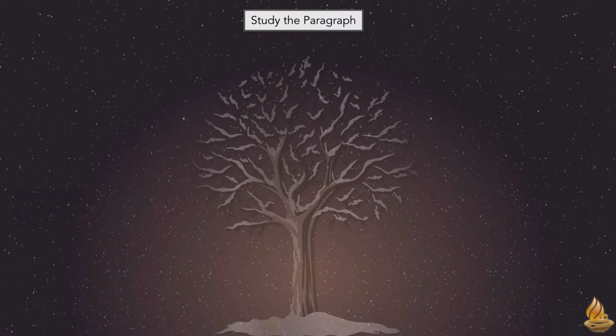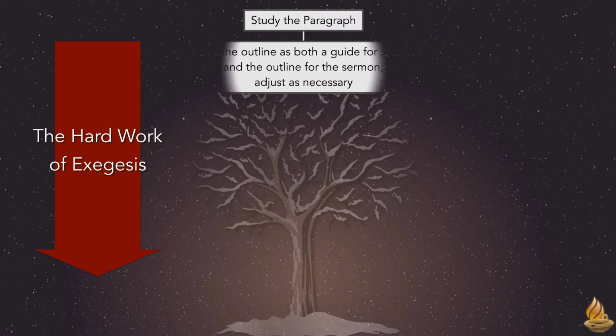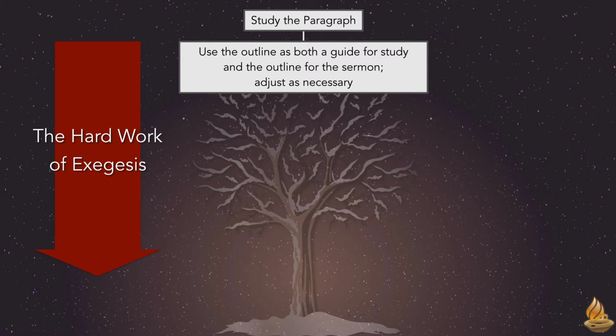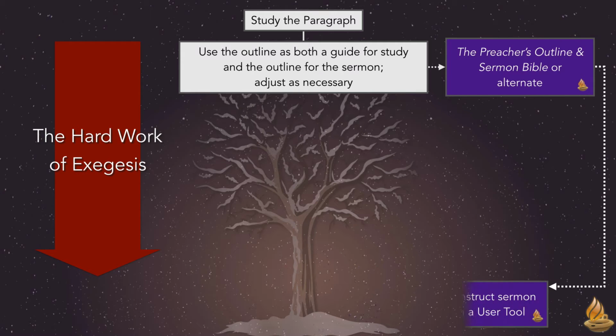We're actually going to study two paragraphs, verses 12 through 18, since both are included in this section of our outline. This is really where the hard work of exegesis begins, and where we should begin taking extensive notes. Since this is an expository sermon, the outline of the passage will be the outline of the sermon. That's true whether we take our outline from the Preacher's Outline and Sermon Bible, some alternate resource, or construct it ourselves.